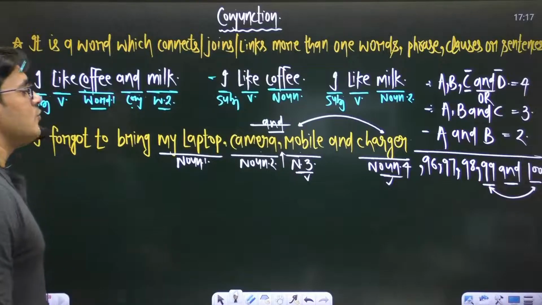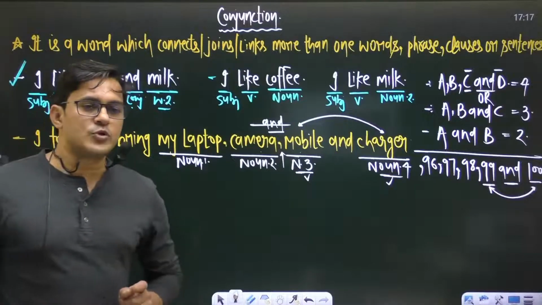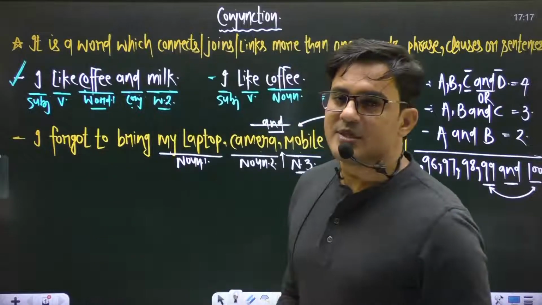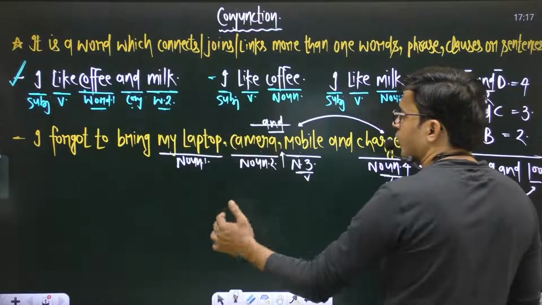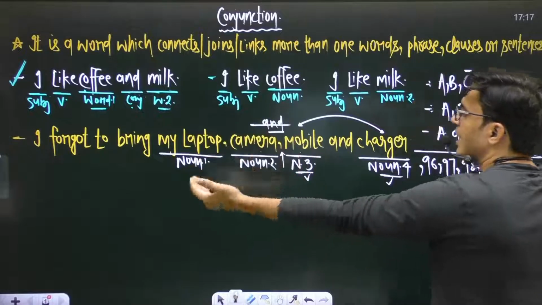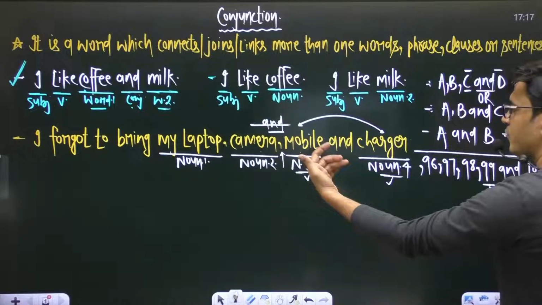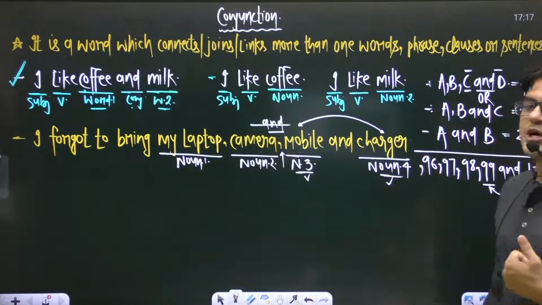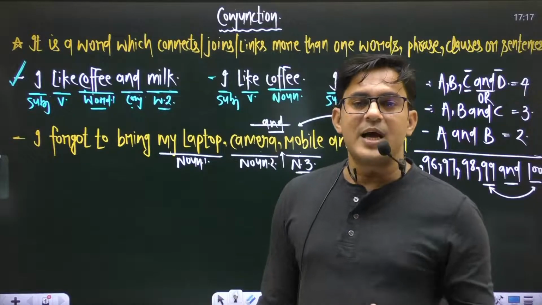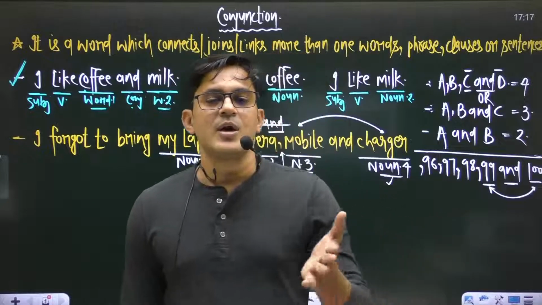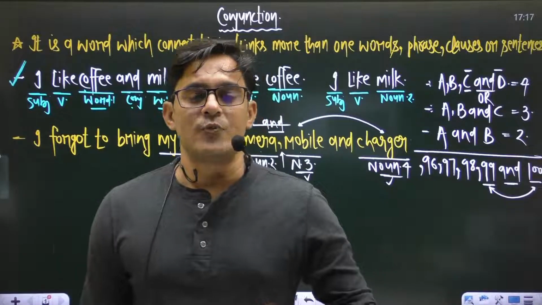And when conjunction was not there, we used to speak this sentence like, I forgot to bring my laptop, full stop. I forgot to bring my camera, full stop. I forgot to bring my mobile, full stop. I forgot to bring my charger. So that was so tough to convey the message. But with the help of conjunction, it became quite easy for us to convey the message, right?